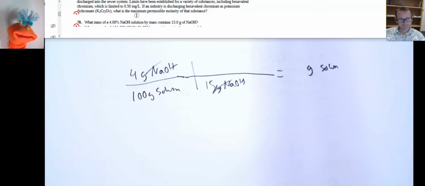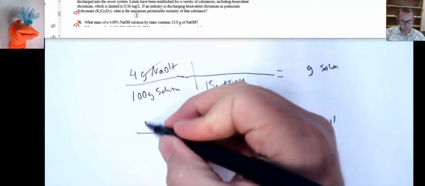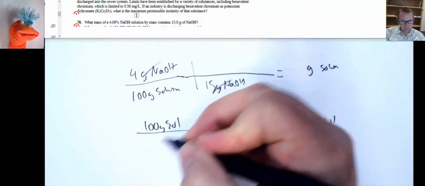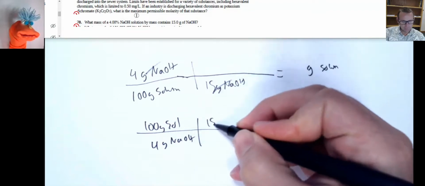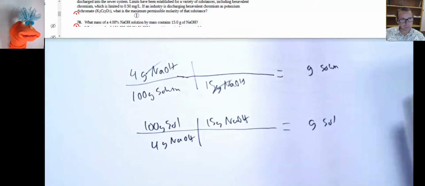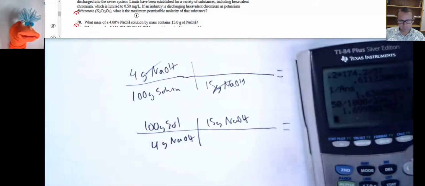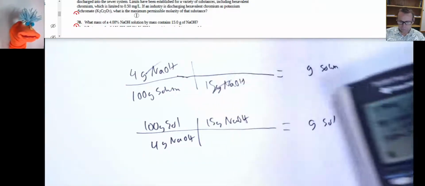Well, what can you do? Well, I can just start off looking for grams of solution again, but this time say every 100 grams of solution gives 4 grams of sodium hydroxide. And I want 15 grams of sodium hydroxide. So that's going to tell me how many grams of solution I need. So 100 times 15 divided by 4. Okay, so 375.